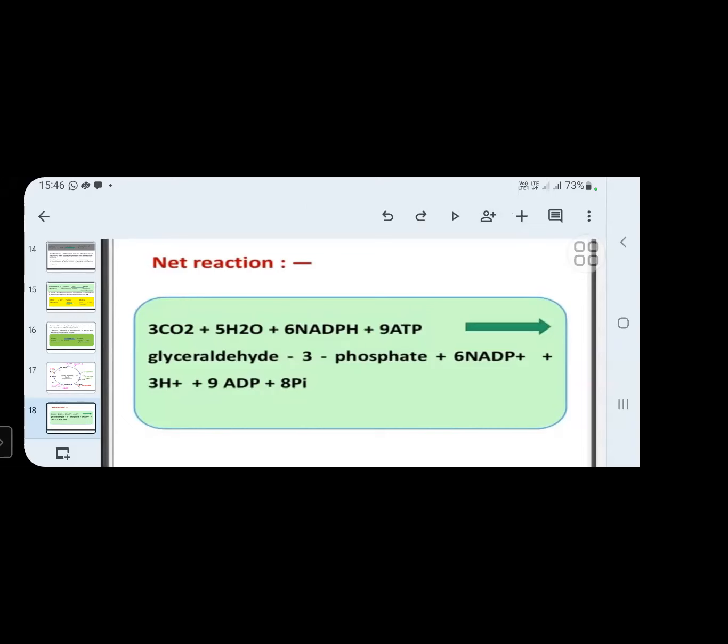Okay, catch it? So for formation of one glucose molecule, 6 carbon dioxide molecules are required, and 18 ATPs and 12 NADPHs are required for the one glucose molecule formation. So this is the complete net reaction of the C3 cycle.